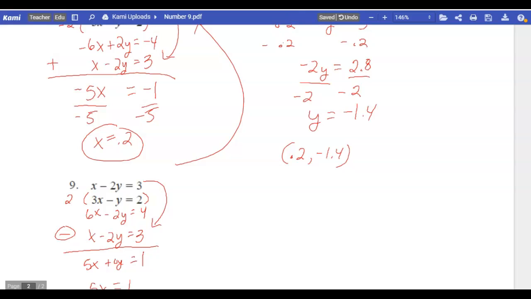So I hope this is helpful. You have to just pick the method that works best for you. And that is all for today.